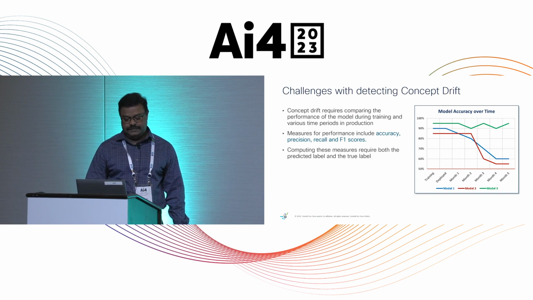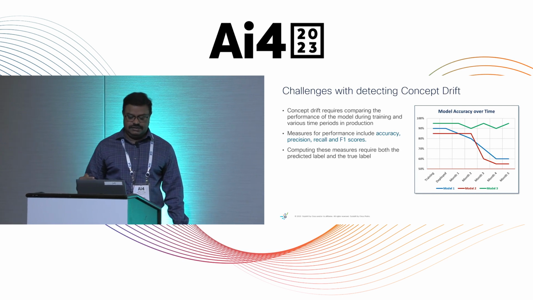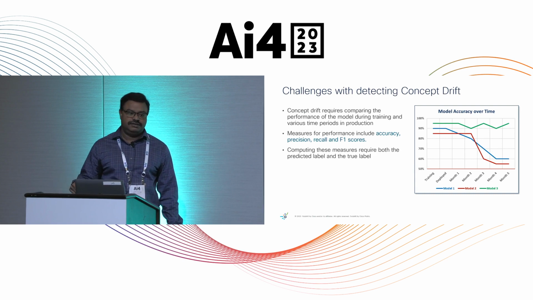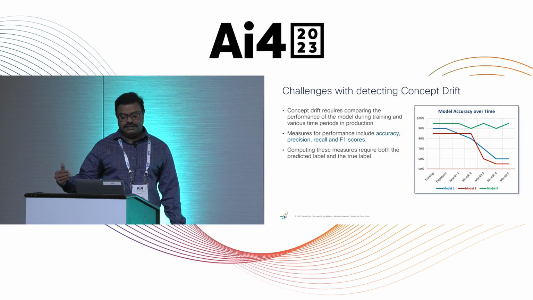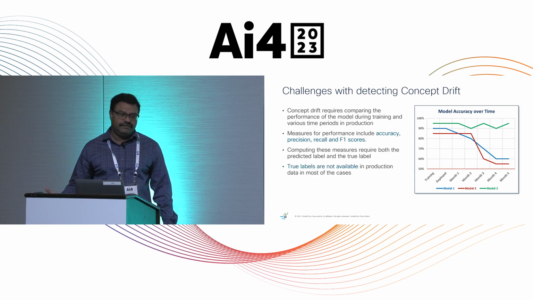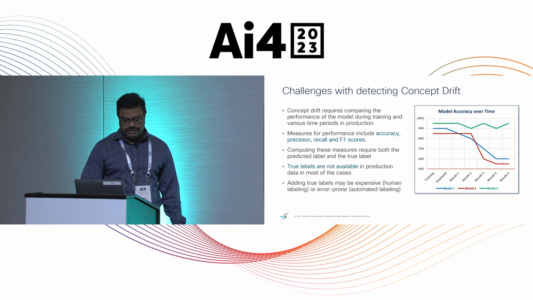When any of these measures fall below the thresholds that you have set, then it means that the model is drifting. But the key thing is that computing these measures requires both the predicted label and the true label in production. Whenever you're doing some predictions in production, you also need the true label, and that's where the challenge exists, because true labels are not available in production data all the time. You're only predicting it, but you don't know what the true value is. Sometimes it's available, sometimes it's not.